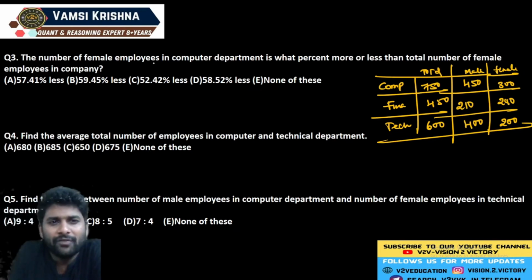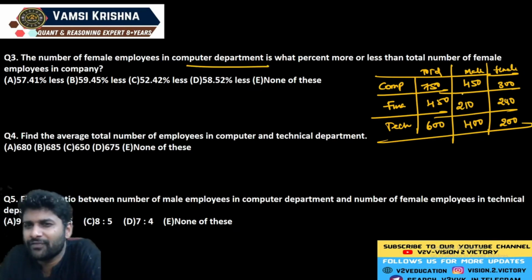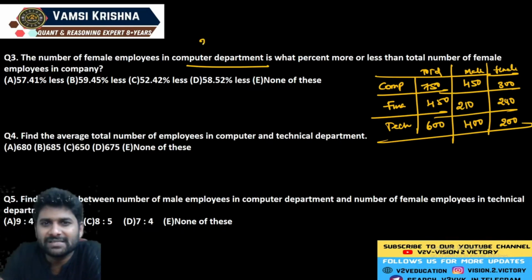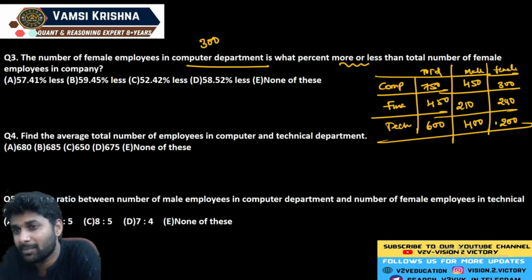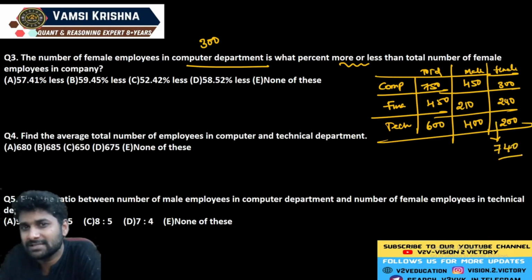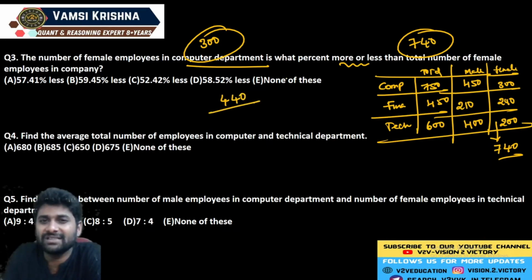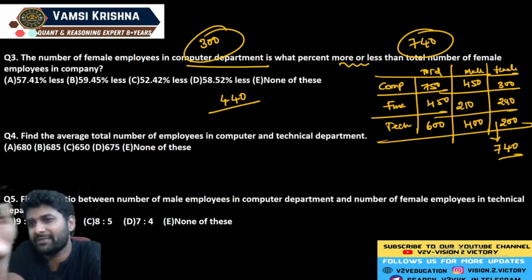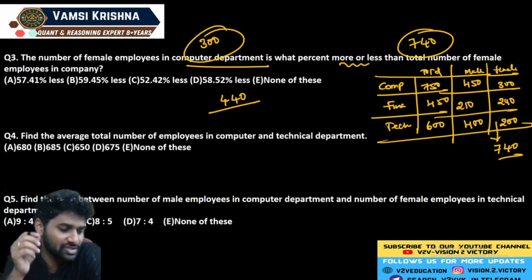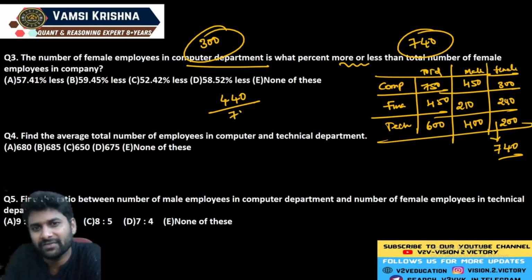Another question. The number of female employees in the computer department is 300. Is what percentage more or less than the number of female employees in the company? Guys, first identify how many female employees are there in the company. It's 300, 200, 500, 740. So definitely here the answer is less. 300 is less than 740 by 440 units. Now they clearly mention that the female employees are compared with the total number of female employees. Guys, comparison is always with the denominator. Here the denominator is 740.